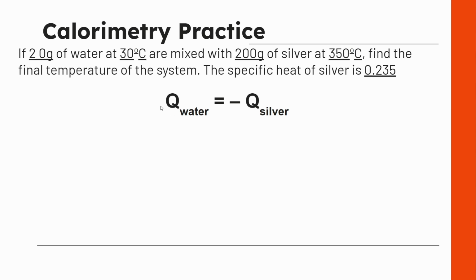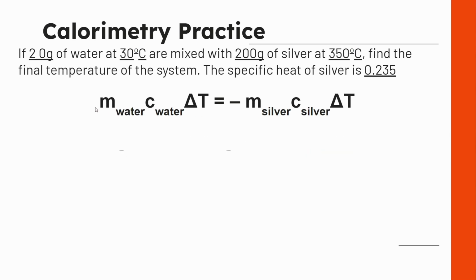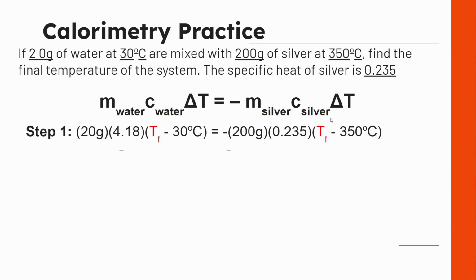Which means since Q is equal to mc delta T, the mc delta T of water should be equal to the negative mc delta T of silver. You should be able to make out how that works. Now, don't forget to include the negative when you switch Q out for the mc delta T, the mass, the specific heat, and the change in temperature. So let's see how this works. Let's plug all this in. So I've got the mc delta T of water, the negative mc delta T of silver.